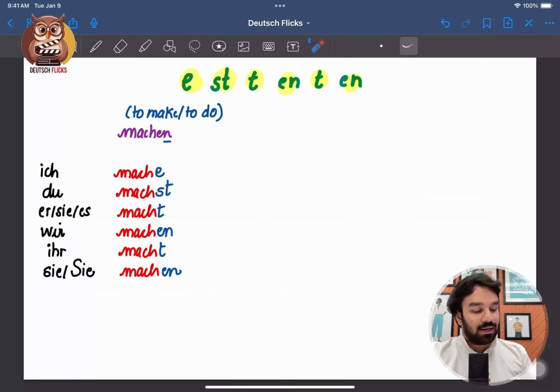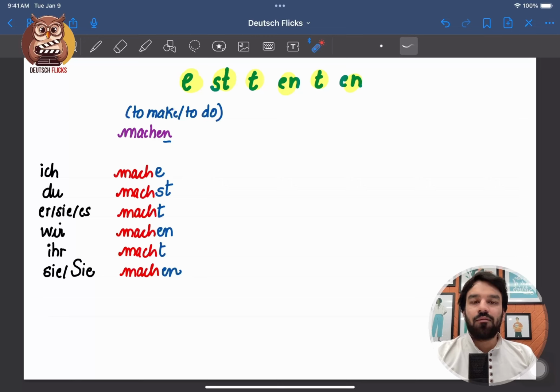Now, ich mache means I make. Du machst, you make. Er, sie, es macht, he, she, it makes. Wir machen, we make. Ihr macht, you all make. Sie machen, they make. Sie machen, you make.